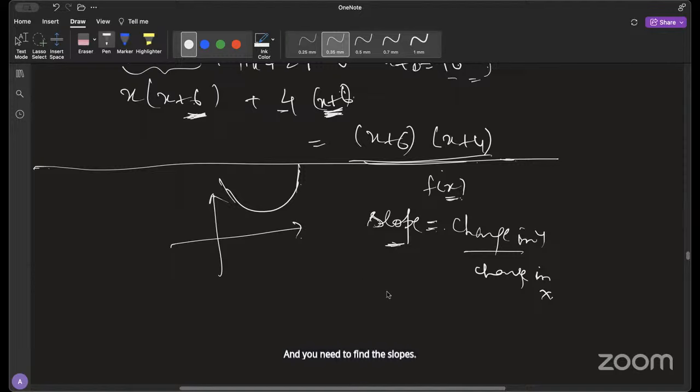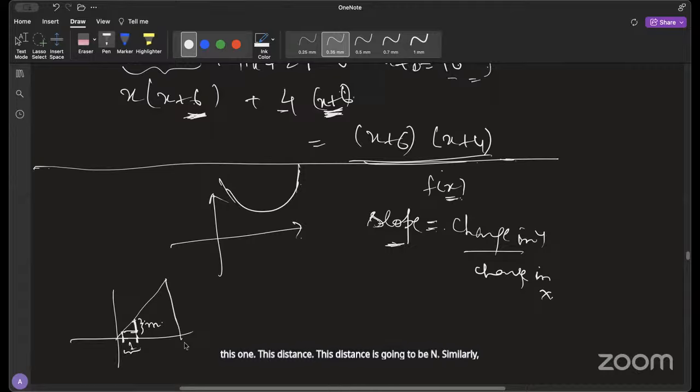So only in the case of a line, your slope is constant. If this is a line, then if you have x here and you change x by 1 unit, the change in y is going to be m units. This distance is 1, then this distance is going to be m.